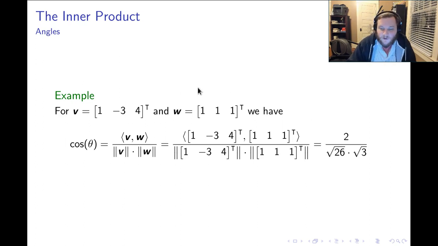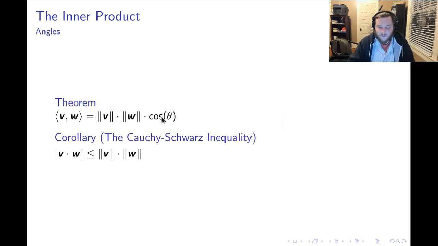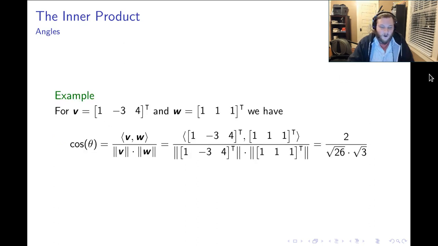So let's look at an example where this is useful. Let's say we were looking at the vectors (1, -3, 4) and (1, 1, 1). How could we find the cosine of the angle between these two vectors? Well, we could go back to our theorem and just solve for cosine. Cosine is the inner product of v with w divided by the product of the two lengths. Well, that's easy enough. We can take the inner product of (1, -3, 4) with (1, 1, 1), and then divide by the product of the lengths of these two vectors.